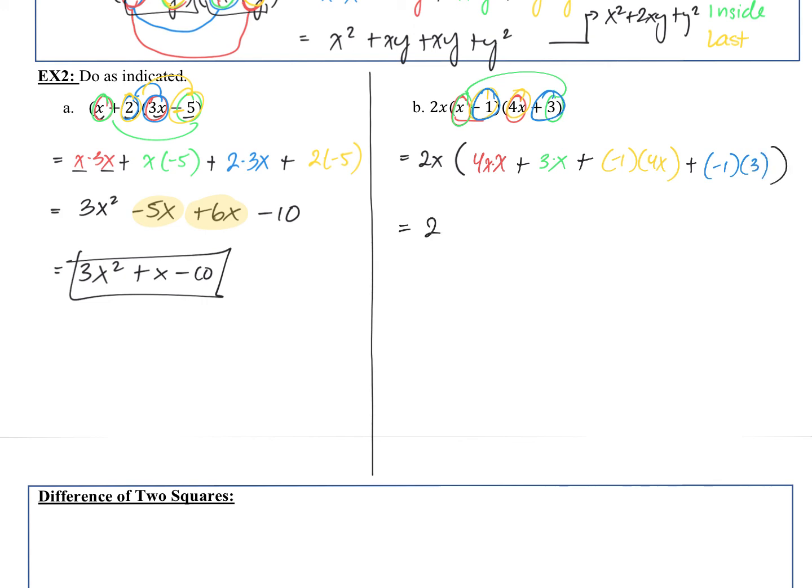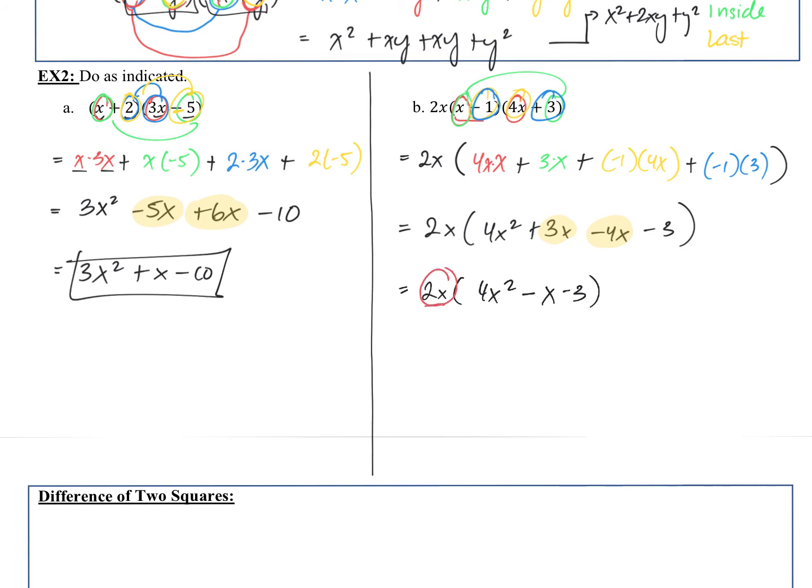Okay, let's go ahead and simplify what's in the parentheses. So we have 4x squared plus 3x minus 4x from the yellow, and then minus 3 from the blue. Can we simplify? We can, and usually with binomial multiplication, when you're doing FOIL, usually there are two that do end up simplifying together. So that'll be 2x times 4x squared minus x minus 3. Now we have a monomial times a binomial.